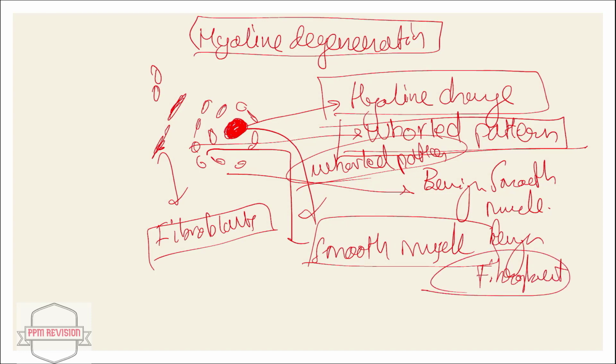Just doing a recap, there's presence of hyaline change, there's presence of fibroblast, there's presence of smooth muscles, and that is how the whorled pattern is seen. Now moving ahead, we'll be looking at the CVC spleen.